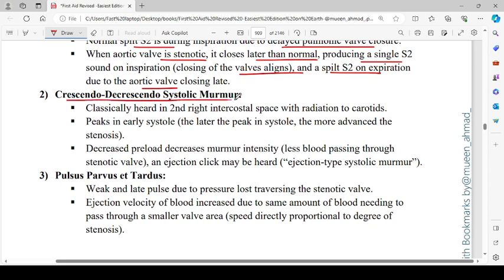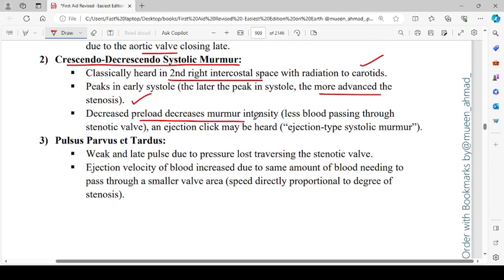There will be a crescendo-decrescendo systolic murmur, classically heard in the second right intercostal space with radiation to the carotids. It peaks in early systole. The later the peak in systole, the more advanced the stenosis. Decreased preload decreases the murmur intensity, that is, less blood passing through the stenotic valve, and an ejection click may be heard, that is, an ejection type systolic murmur.